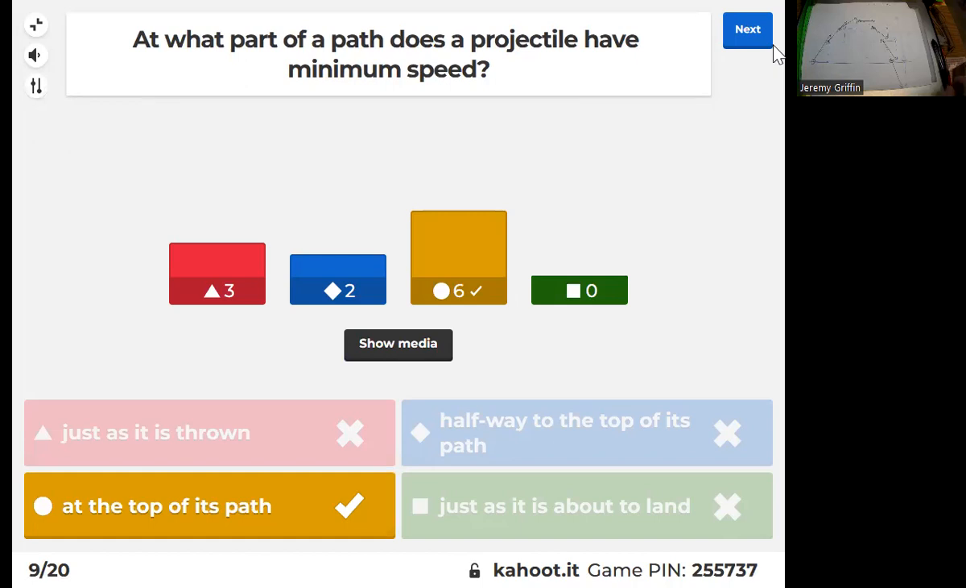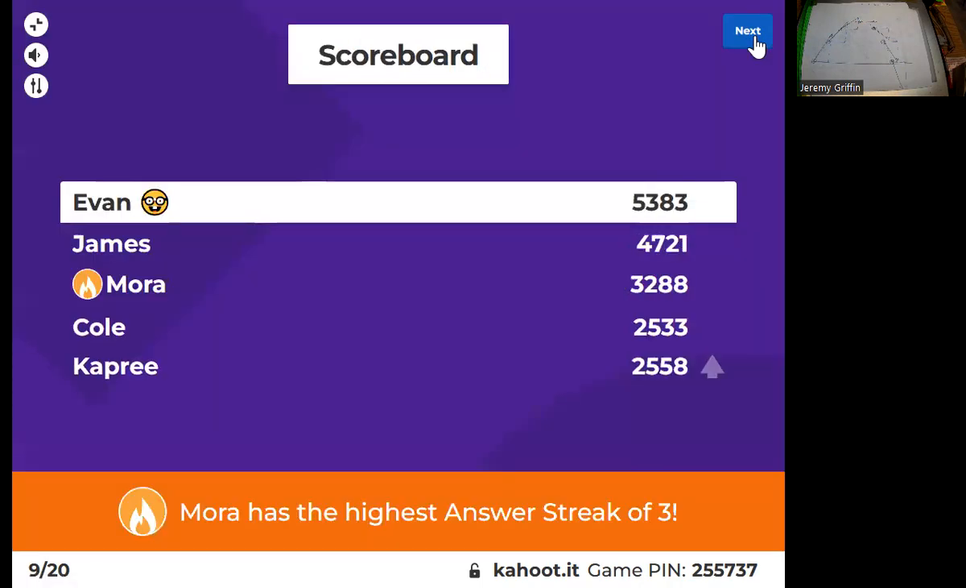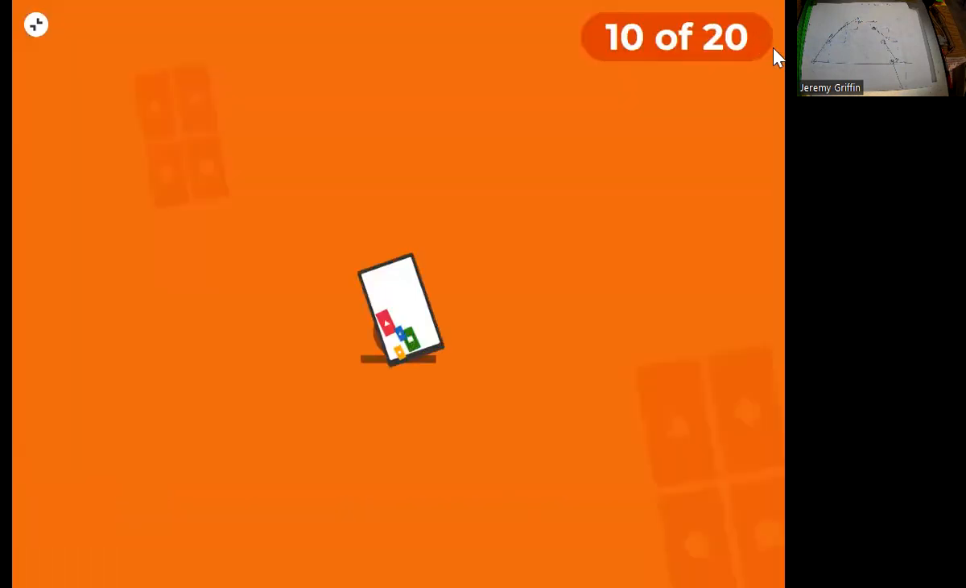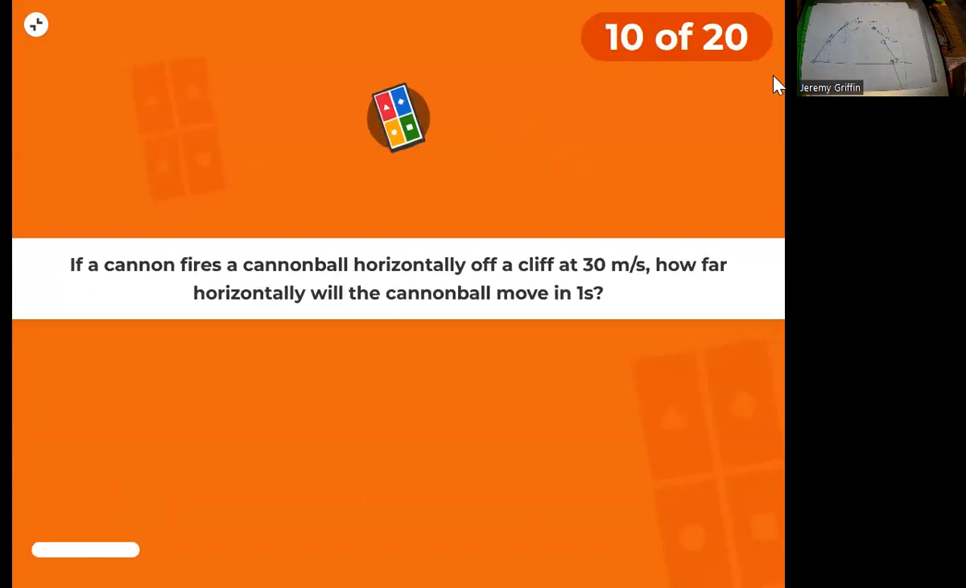And then if you take that to 2 dimensions, flip over here, you guys see how it's like slowing down on the way up and then speeding up on the way down? And then it would have minimum speed right at the top. Got Laura on fire, James and Evan, second and first.